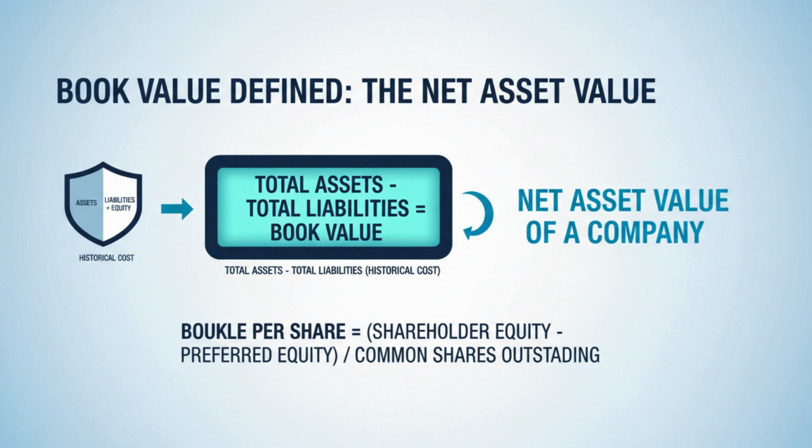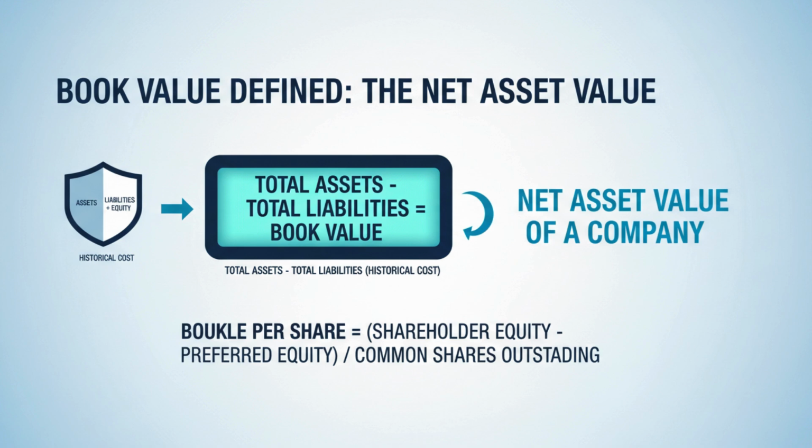In simple terms, book value refers to the net asset value of a company, calculated by taking the total value of its assets and subtracting all its liabilities. Essentially, it's a direct reflection of shareholder equity on a per-share basis when calculated for individual shares. If a company were to liquidate all its assets and pay off all its debts, the book value per share is theoretically what shareholders would receive.